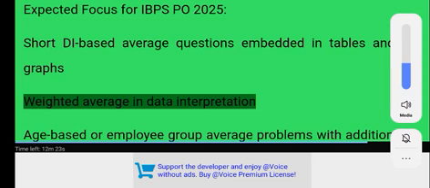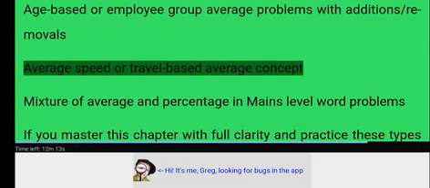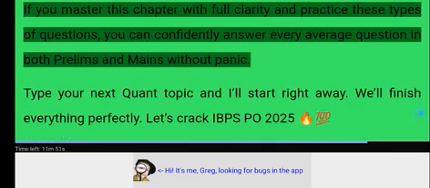Weighted average and data interpretation. Age-based or employee group average problems with additions and removals. Average speed or travel-based average concept. Mixture of average and percentage, and mains-level word problems.